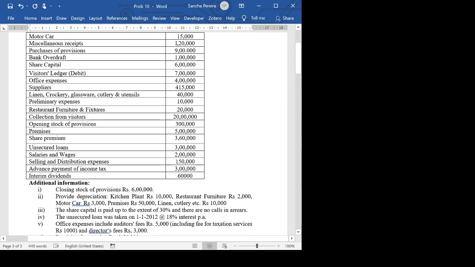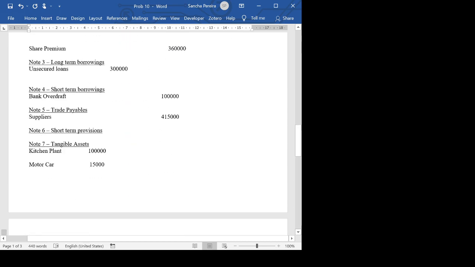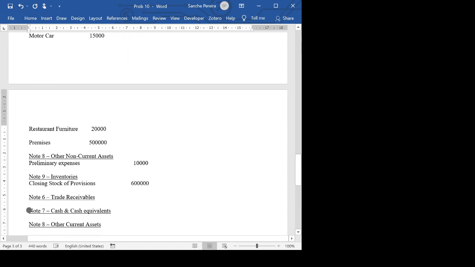We'll surely have debtors with us. Visitors ledger, yes, 7 lakhs. Visitors ledger is note number 10, 7 lakhs. So inventories, trade receivables. Then we have cash and cash equivalents, note number 11. We should have something here.